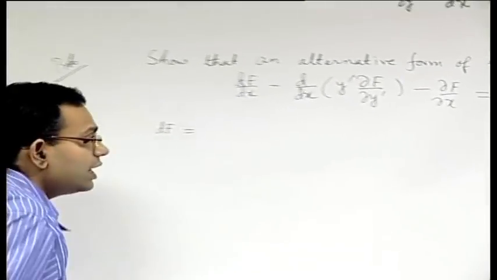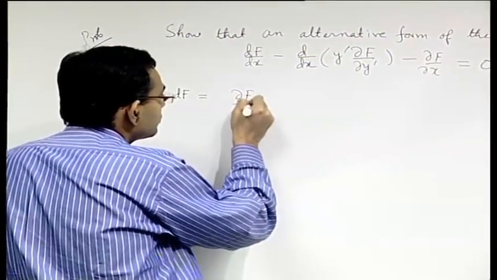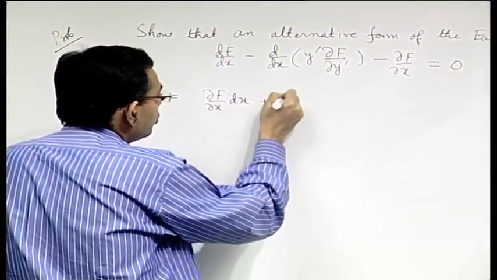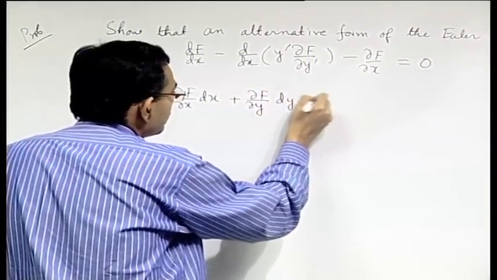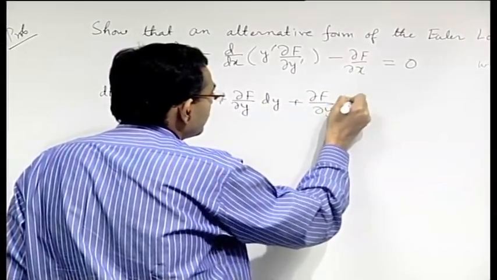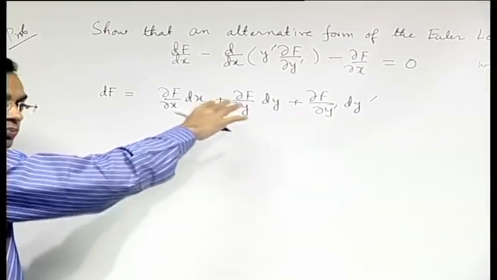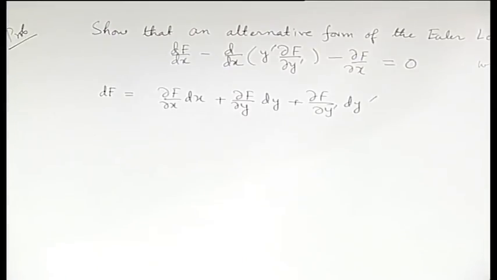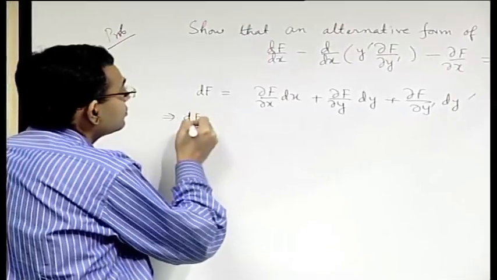So, since f is a function of x, y, y prime, what is df? We can use the rule of partial derivatives. Remember that these are not virtual changes, these are partial derivatives. We have used the rule of the partial derivatives. So, what is df dx?